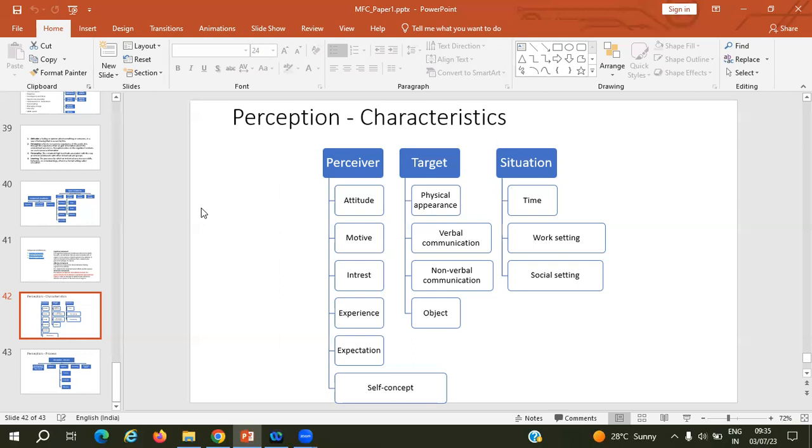Work setting and social setting. In the workplace, I will have a different perception. At home, I will have a different perception. Suppose I am the same person, I am at home staying with my family, my parents, my kids, my wife. But the same person, when I am going to office in a corporate environment, I'll have a different objective, different purpose, different behavior. So my attitude will differ whenever I am at work than with family. That is called work setting.